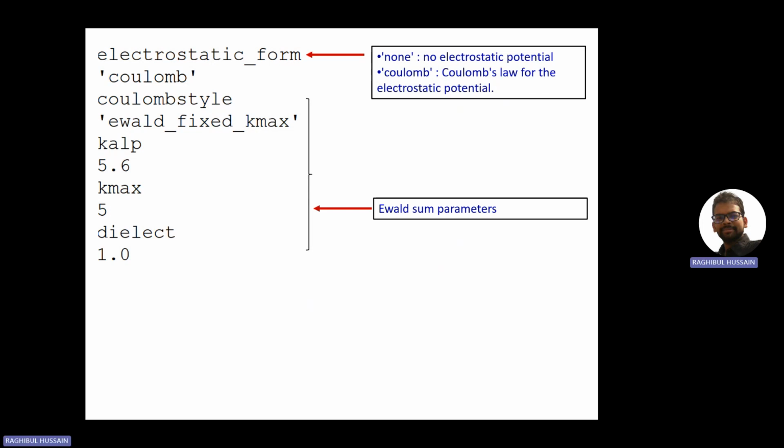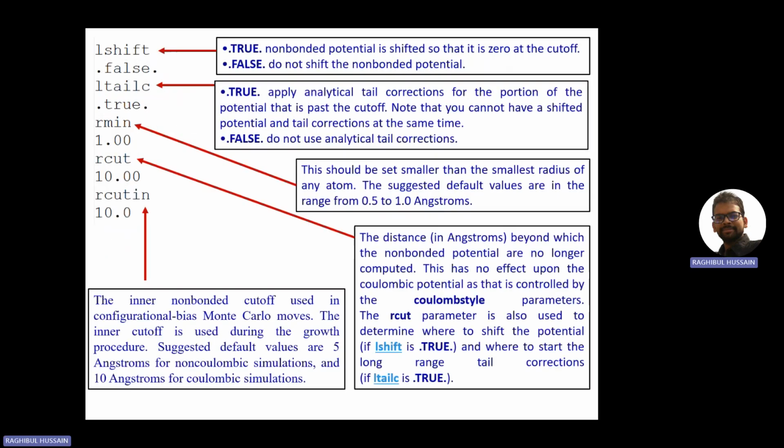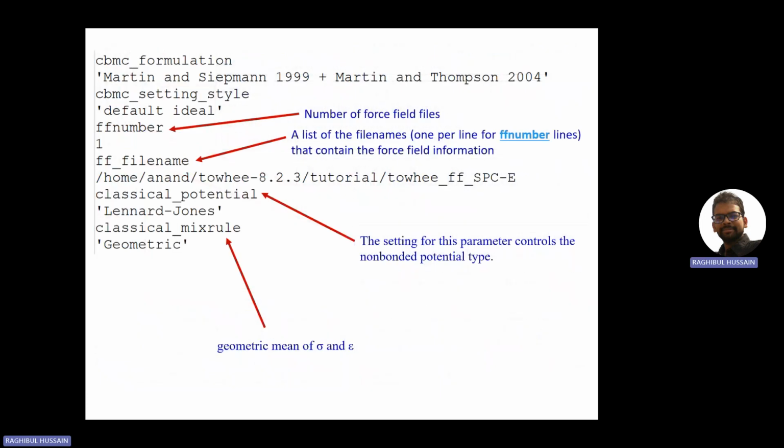So in almost all your simulations, all of these will be constant. We are not going to change this information. We are going to do the Coulombic interaction calculation using the Ewald summation algorithm using some parameters. Similarly, for LJ calculations, the LJ calculation starts from here.